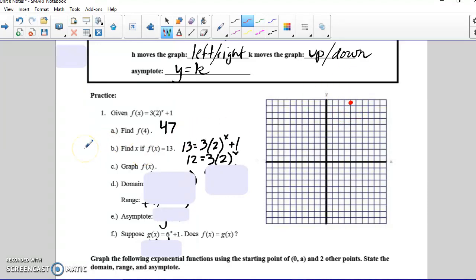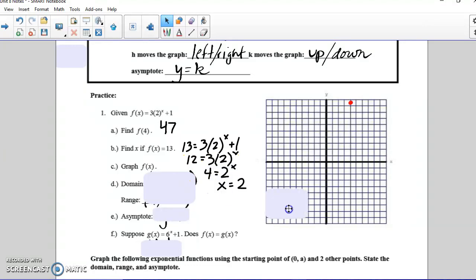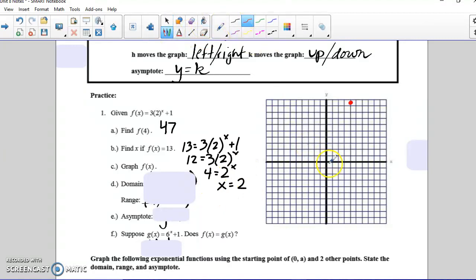Now, question B, find x if f of x is equal to 13. Well, I would plug in 13 for my y, set that equal to my function. Subtract 1, divide by 3, and I would find that 4 is equal to 2 to the x, so x would be 2. So I'm going to go ahead and graph that as well. X is 2, y is 13. Okay, so I have my 2 points.